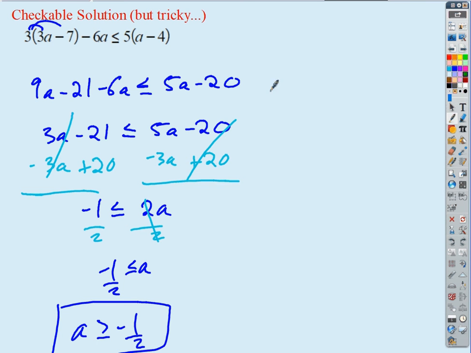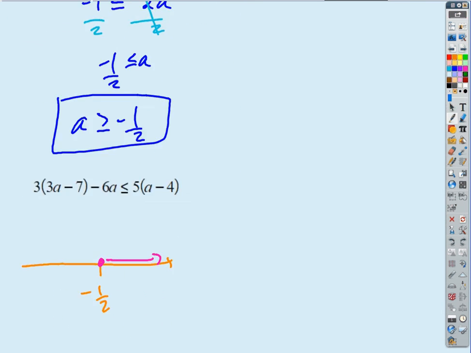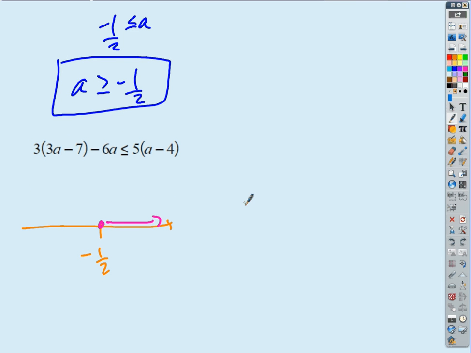So we got a solution on this. We went through all the algebra, and we got the solution: a is greater than or equal to negative 1/2. So if we were to graph that, it looks like this, doesn't it? Okay, so here's the part where I want to show you. This is something a little different.